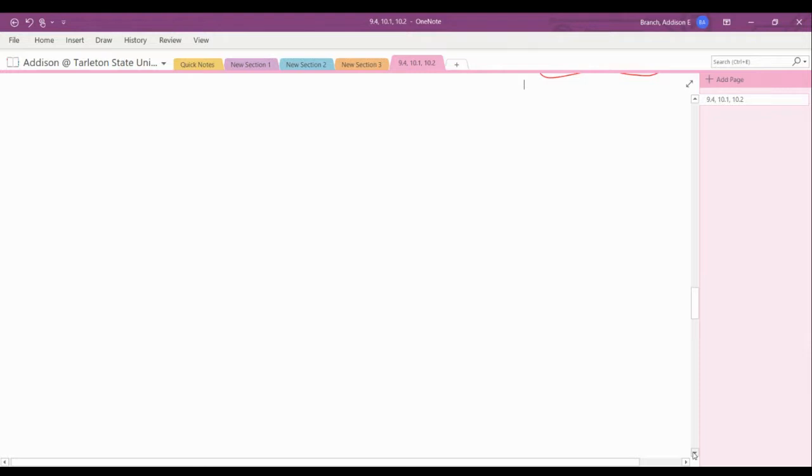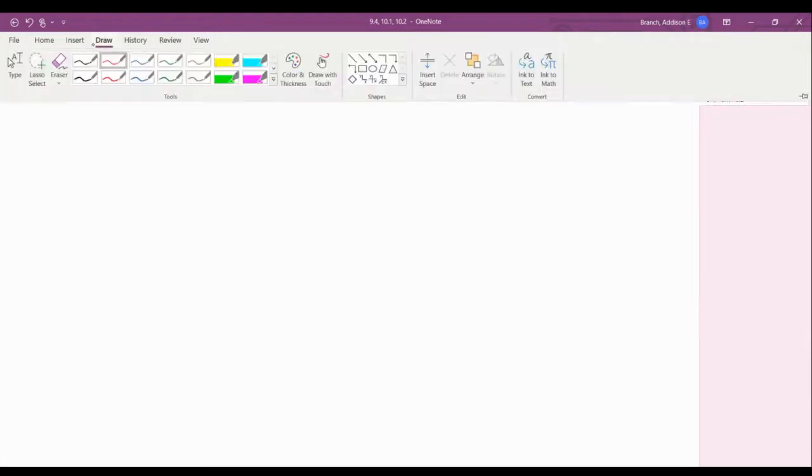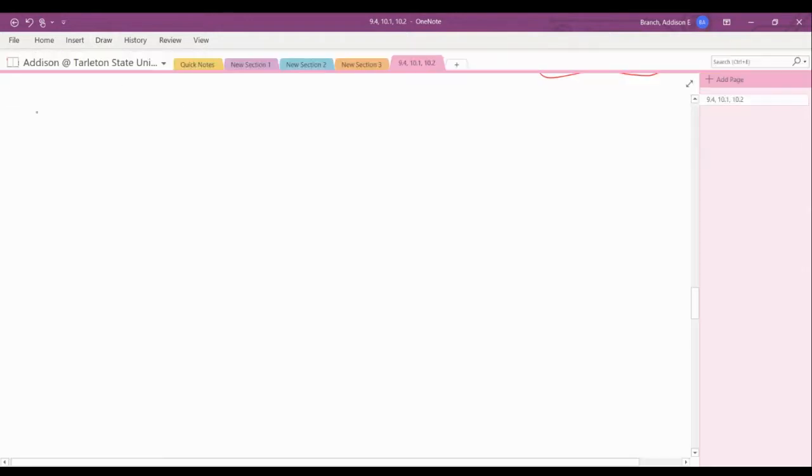So let's go ahead and start off with section 10.1, which is parametric curves. First, let's talk about what parametric equations are.